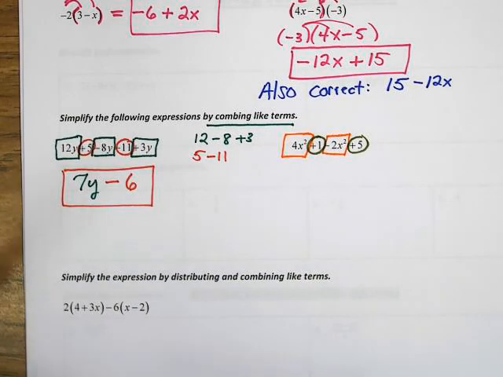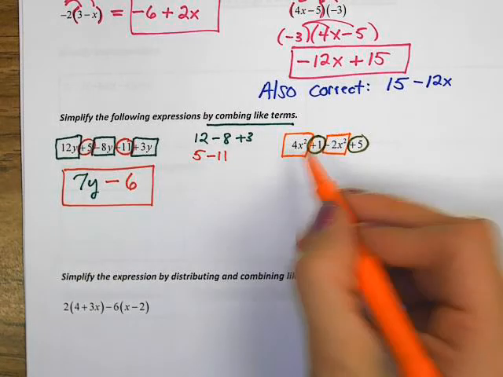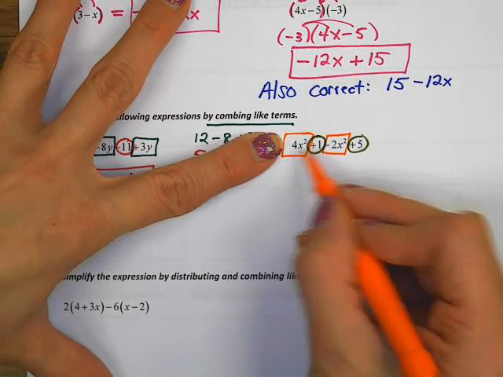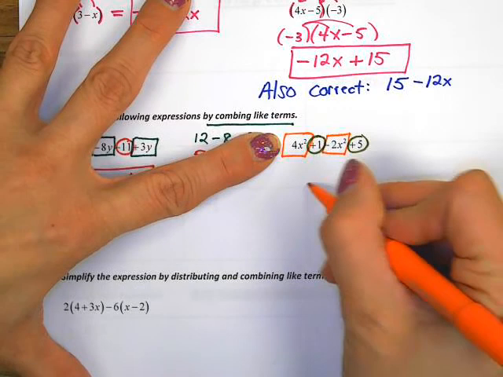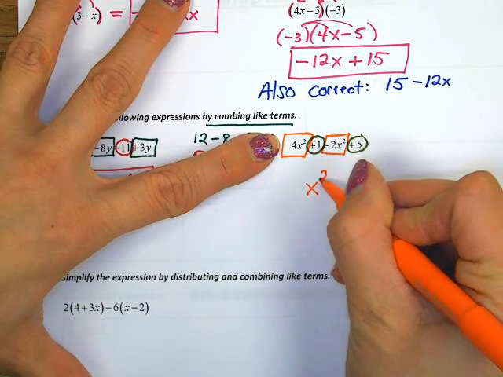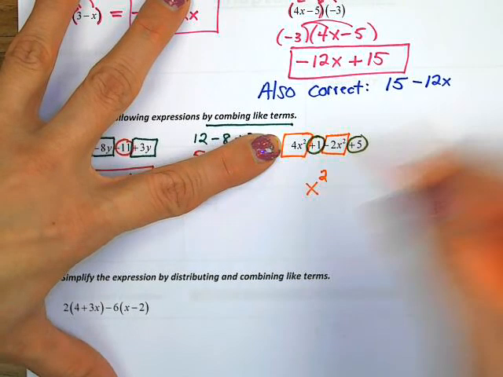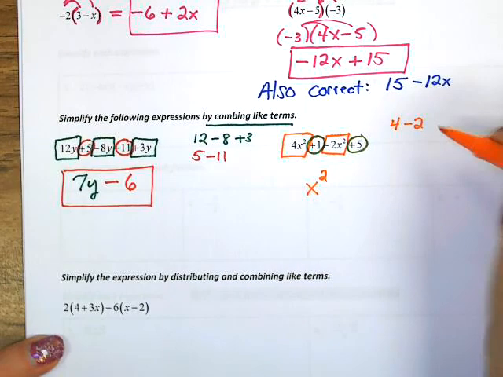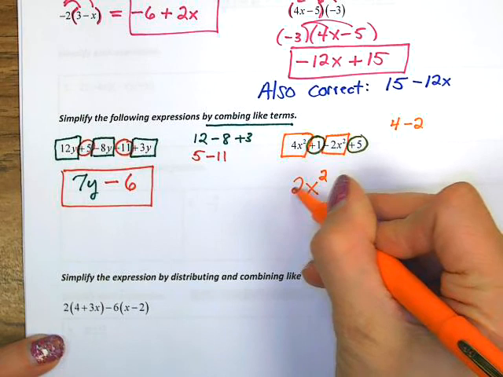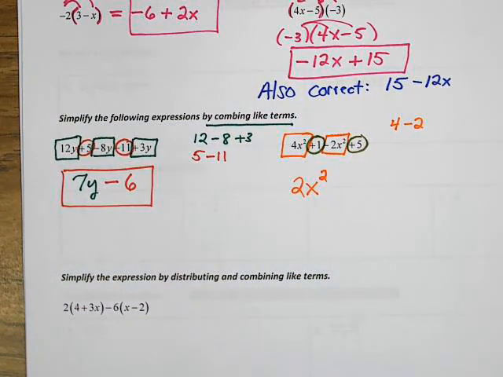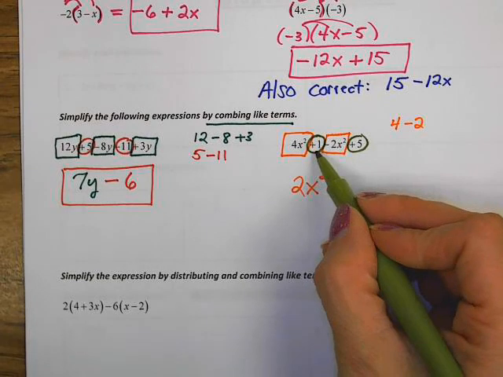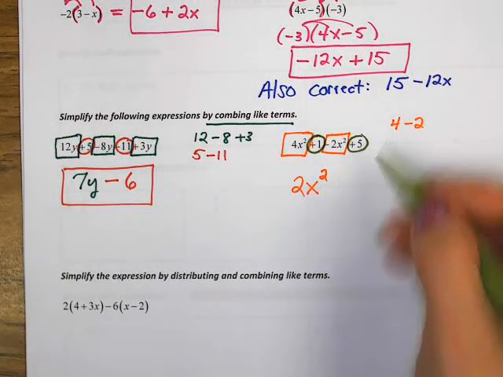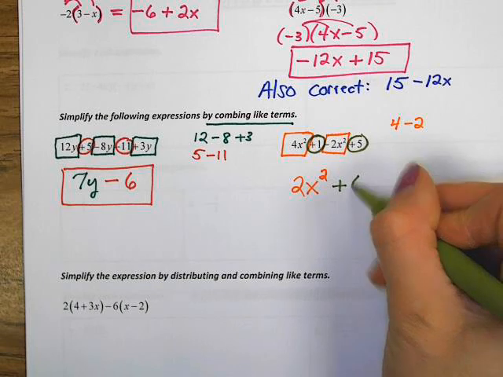Okay, I'm going to do the x squareds first. So we have 4x squareds minus 2x squared. So the answer is going to be x squareds, but the question is how many? In your calculator, you would type a positive 4 minus a 2. And that answer is 2x squared. And now it's time for the constants. I have positive 1 and positive 5, and that makes positive 6 when you're adding.